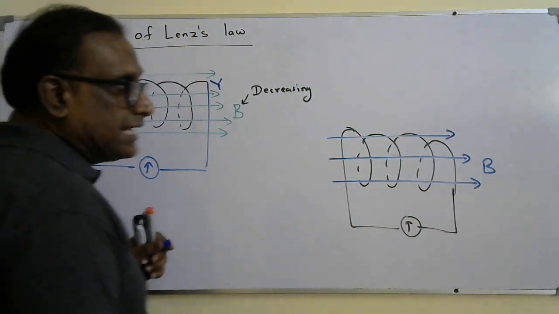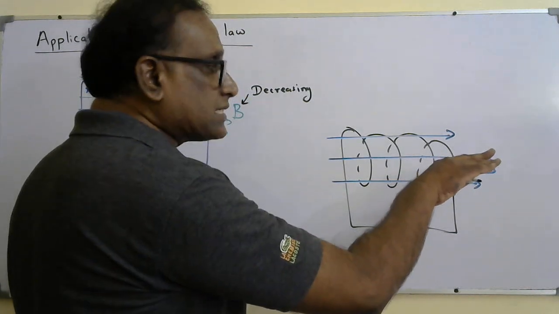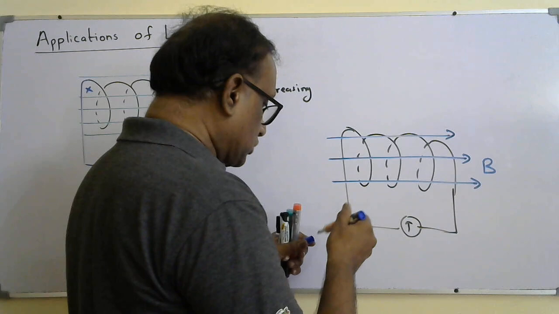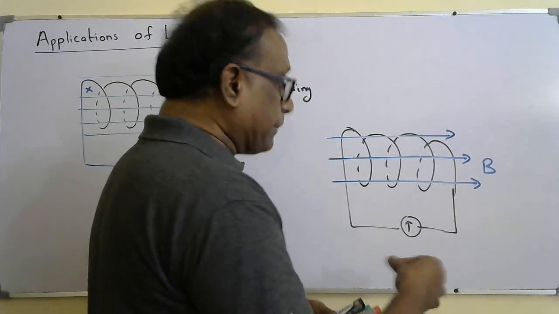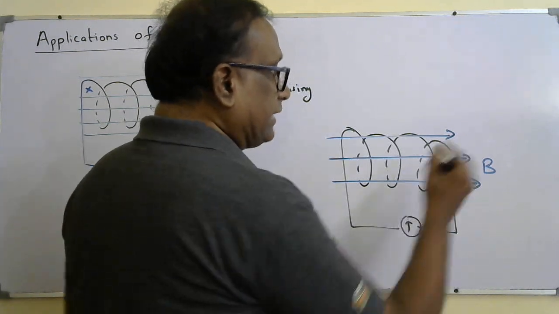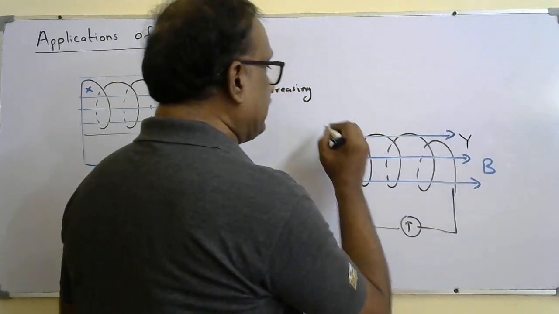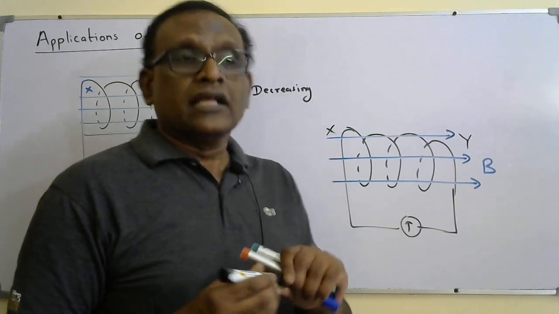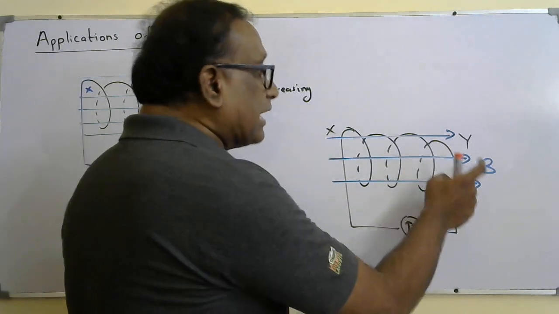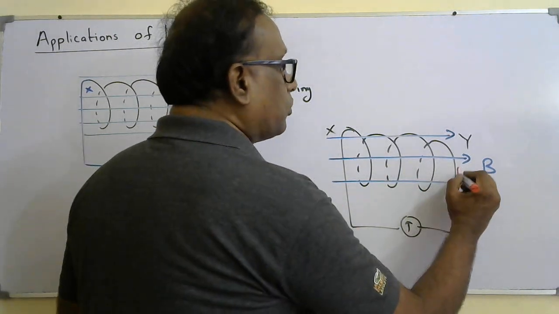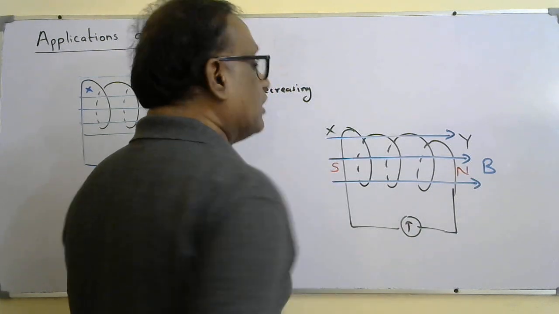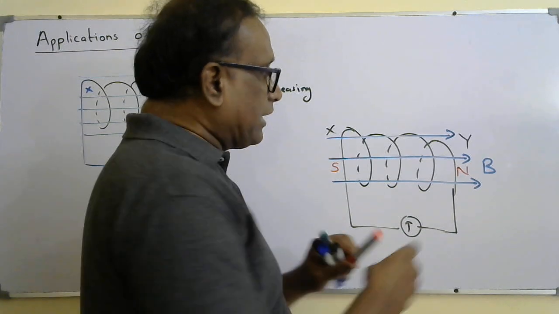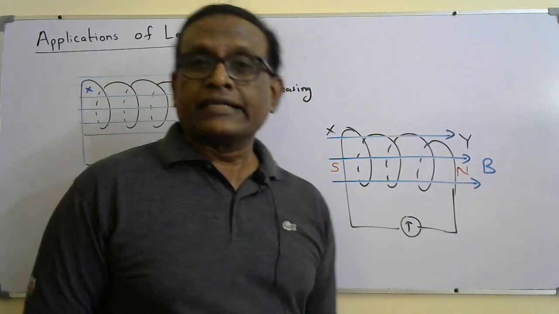So the induced current is producing a magnetic field towards the right, which means the magnetic field produced by the induced current is coming out of end Y. Through the end Y, the magnetic field due to induced current is coming out. That means the induced current will make the end Y north pole, and end X will be south pole. So end Y becomes north pole, now use the right hand grip rule for poles.